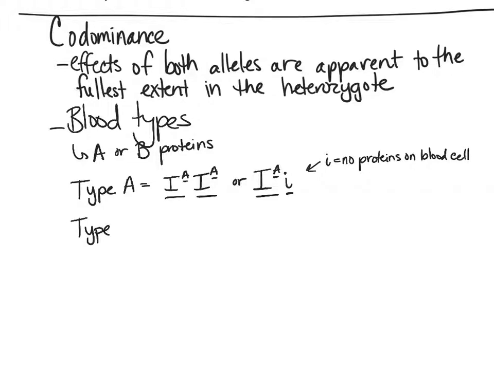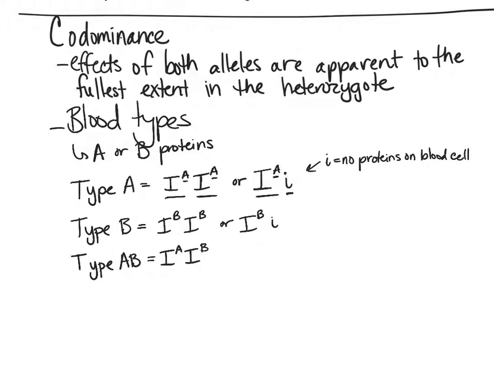Then we would have type B, and in type B we would see something similar. We could get B from the mother and B from the father, or we could get B from either the mother or the father, and nothing, or no proteins, the little i, from the other parent. And then where we see codominance is in type AB. Type AB is where we get type A from either the mother or the father, and type B from the other parent.